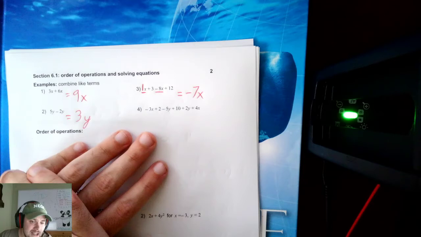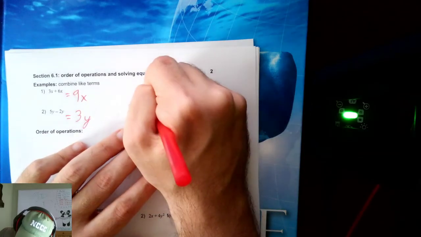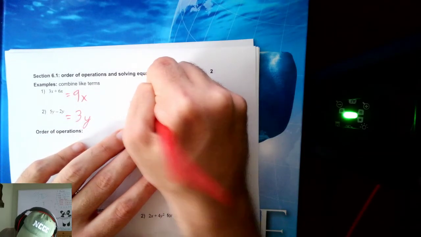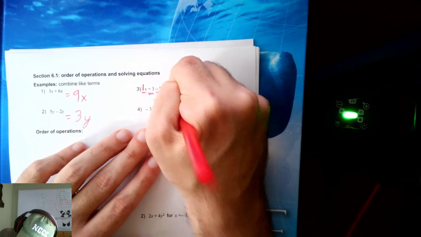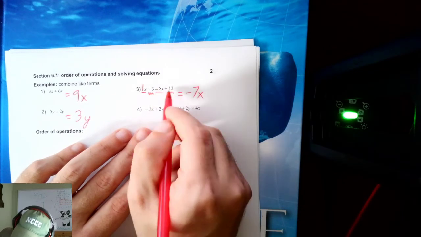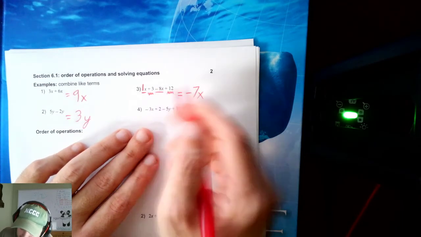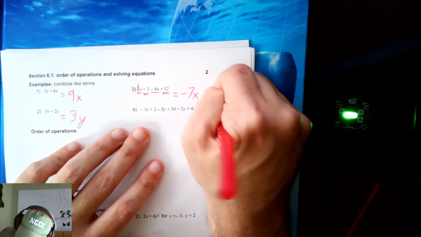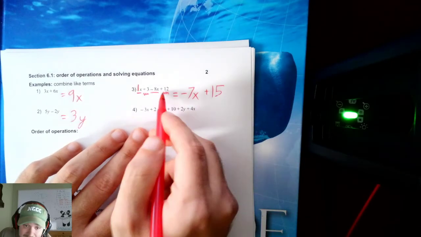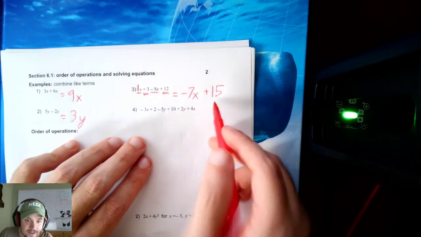Now, I move on to my next like terms, and that's the numeric terms, right? I've got a 3 and a 12. It's plus 3 and plus 12. They're both plus. That's going to become plus 15, right? If I add 3 and add 12, that's the same as adding 15.